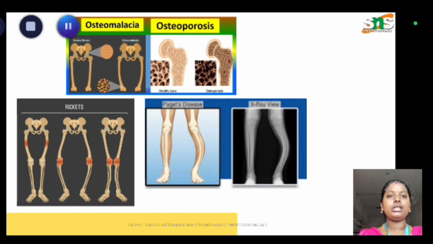And in rickets you can see the bow-like structure, a bow-leg-like structure, because the word rickets comes from the Latin word meaning twisted, and the twisted leg can be seen. And in Paget's disease, one leg is normal and the other leg is bow shaped and curved, and this is all about the bone enzyme pattern.